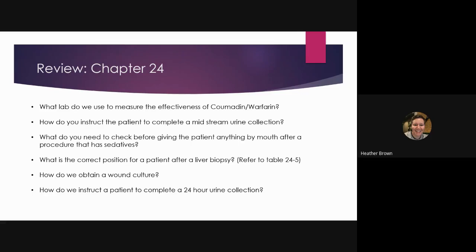On their right side. So I have in my notes referred to table 24-5. So make sure that you know the positioning there. I would check that out as well.